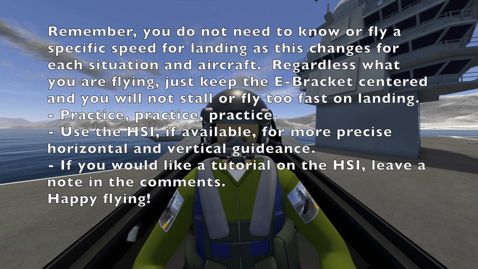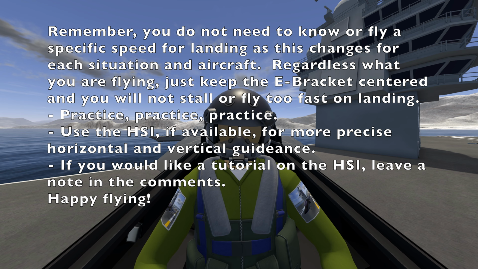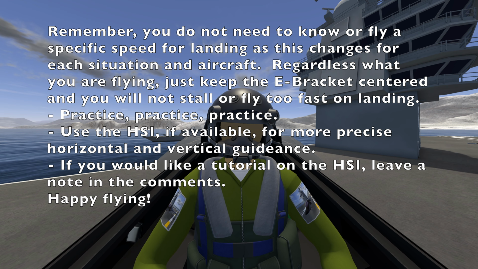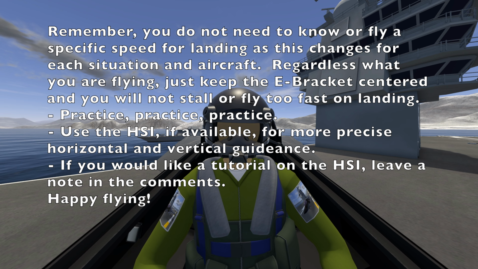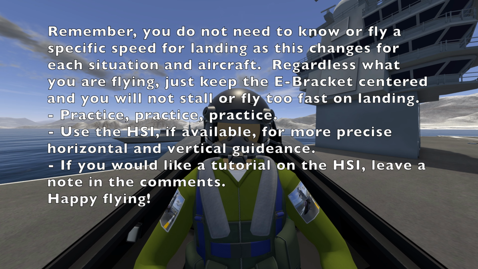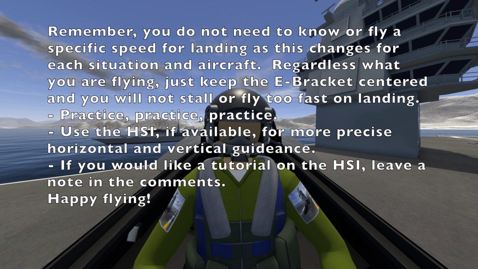Remember, you do not need to know or fly a specific speed for landing, as this changes for each situation and aircraft. Regardless of what you are flying, just keep the bracket centered and you will not stall or fly too fast on landing. Practice, practice, practice. Use the HSI, if available, for more precise horizontal and vertical guidance.